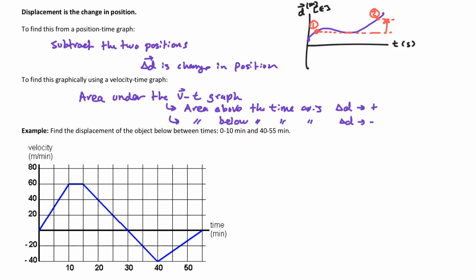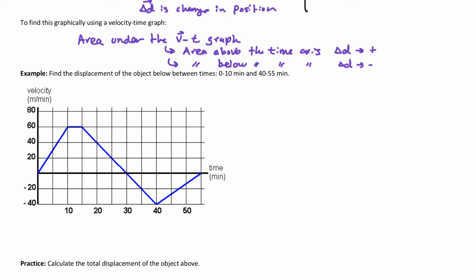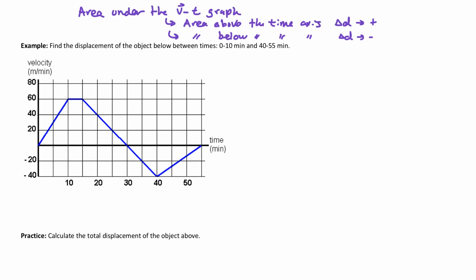Let's do an example of this. So I'm going to scroll up a little bit, I'll leave this here. Find the displacement of the object below between times 0 to 10 minutes and 40 to 55 minutes. You can definitely do that. Let's make this a little bit more complete by giving this a positive direction. Let's give this positive east. So this would mean that any velocities that are above here are in the east direction, and anything below are negative or in the west direction.